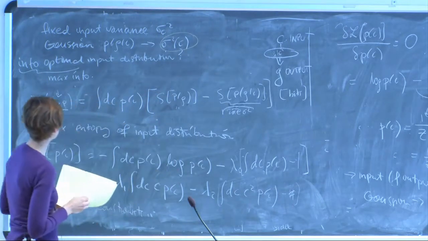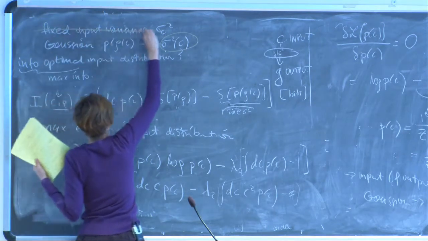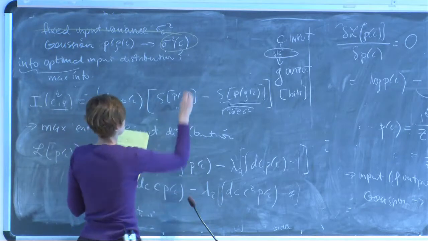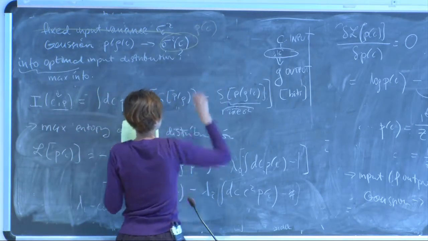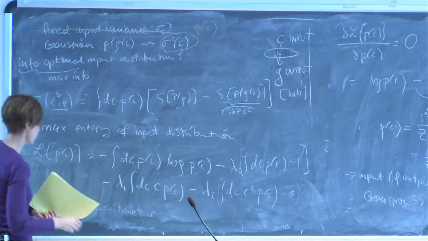And we're not going to make any assumptions on the input. So P of C can be whatever. P of C is free to be whatever. And there are no assumptions on P of G.